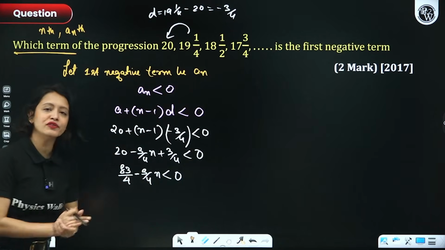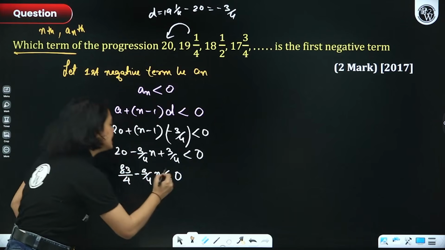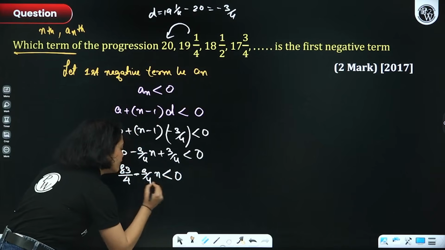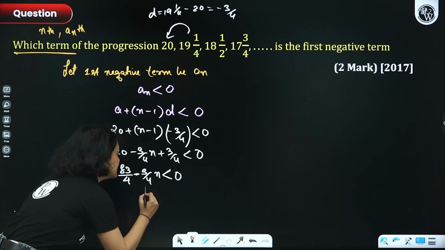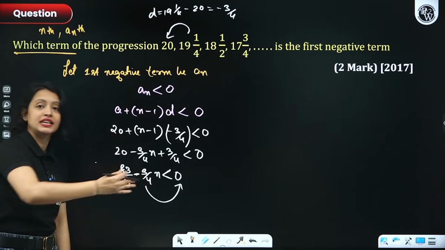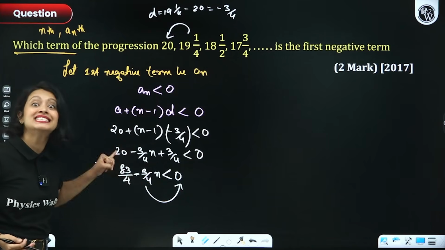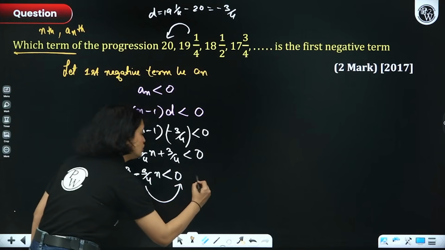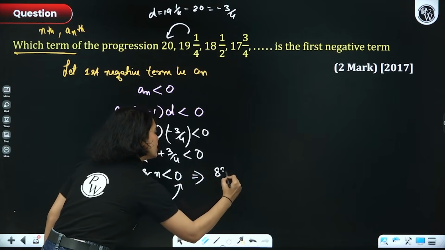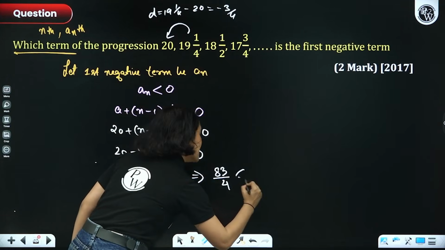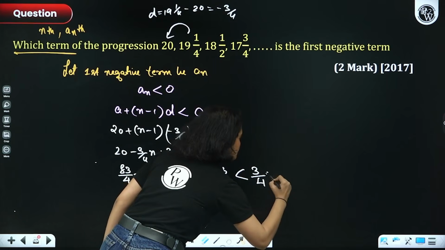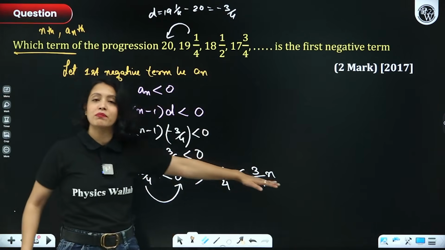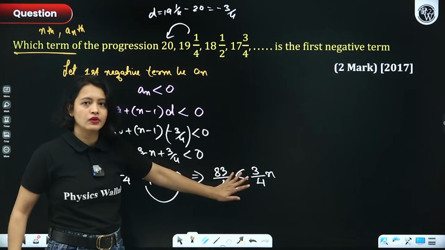So what we will do is, remember, treat this less than sign just like an equality sign. Okay? So if we had an equality sign here and this negative 3 by 4 n would be going on the right hand side, what would happen? The sign would change. Negative would become positive, right? So do just that. So here I am writing 83 by 4 is less than 3 by 4 n. The sign will change. This negative, when it goes to the other hand side, will become positive. Okay? And this inequality will remain.